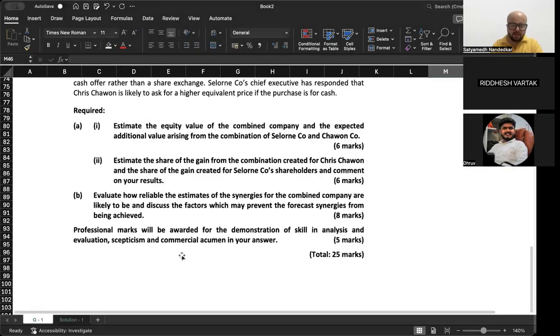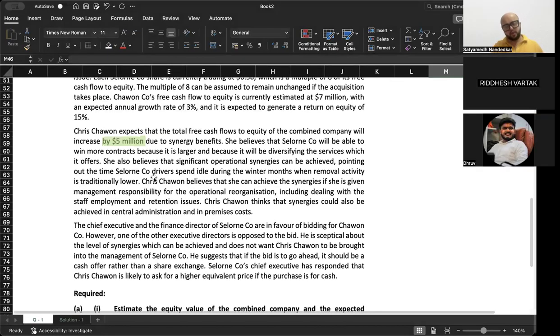Okay, this is part 2, 6 plus 6, 12. Evaluate how reliable the estimates of synergies for the combined company are likely to be and discuss the factors which may prevent the forecast synergies from being achieved. What I want you to do is read the paragraph carefully, this one and this one. Think about the synergies that can be achieved, and then we'll discuss it together. Okay? I'll give you 2 to 3 minutes. Read it once, and then we can discuss it together.